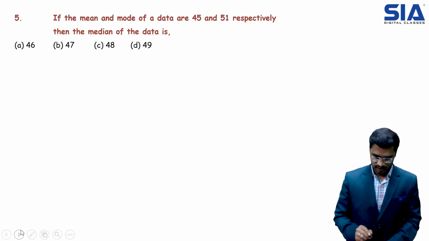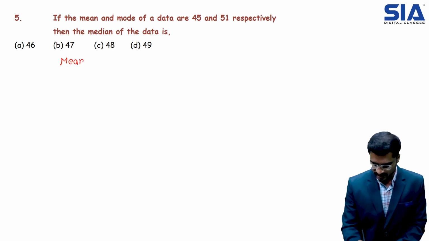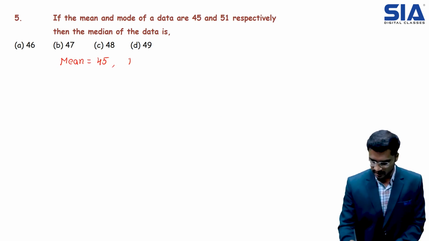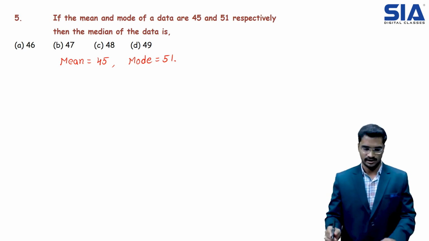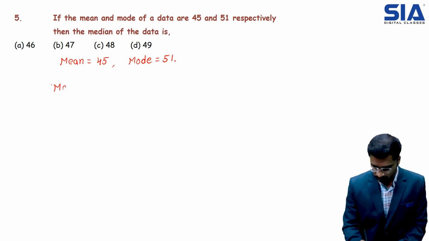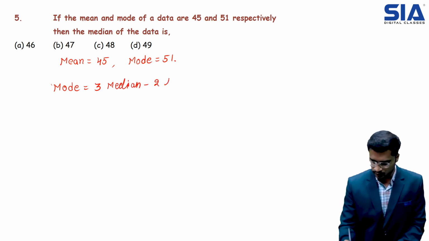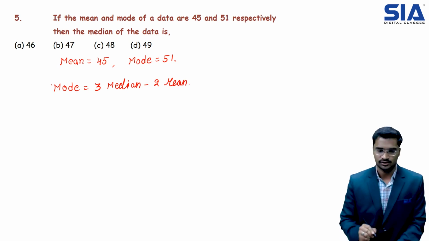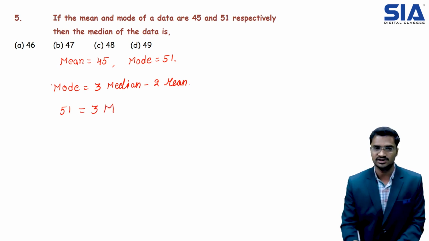Now coming to the next question, which is: if the mean and mode of the data are given, the mean is 45 and the mode is 51. Now what we have to find is the median of that data. So we know the formula: mode is equal to 3 median minus 2 mean. We know the value of mode here is 51. So 3 into the median, let us assume our median is m, minus 2 times the mean, which is 45.